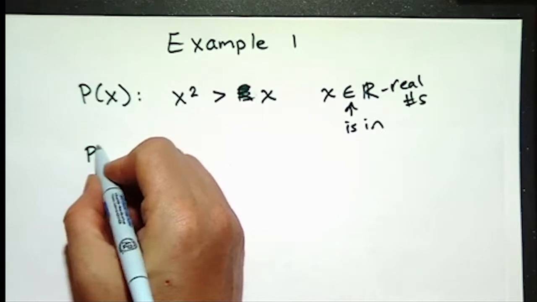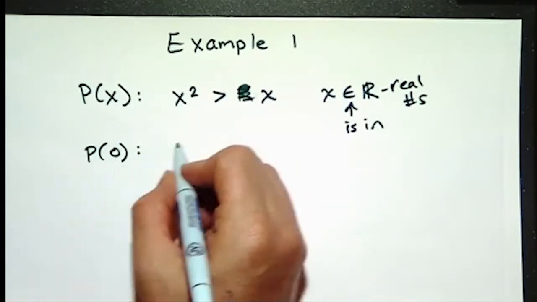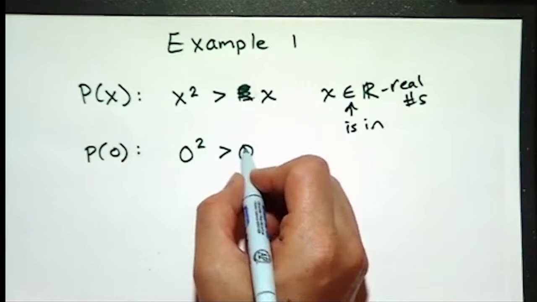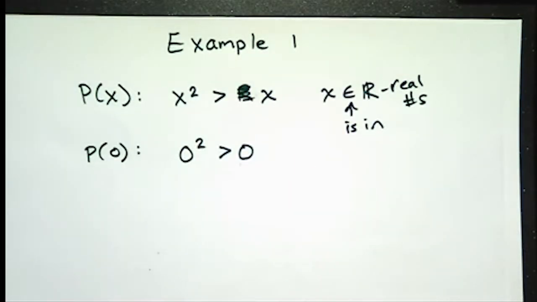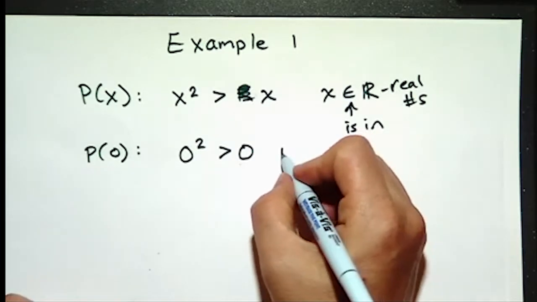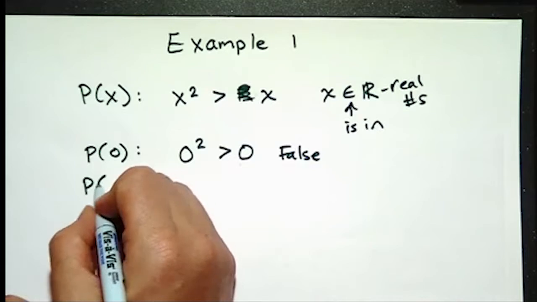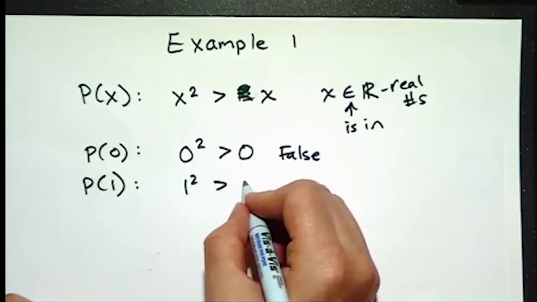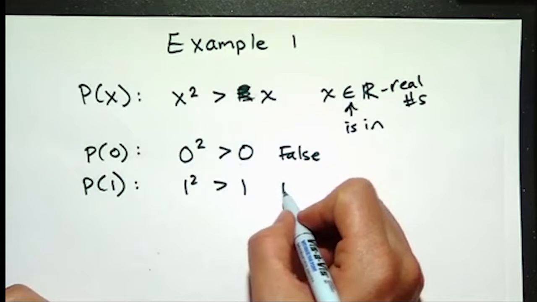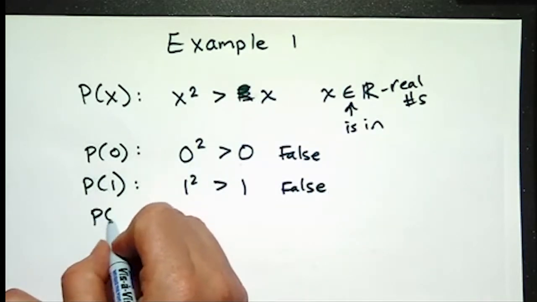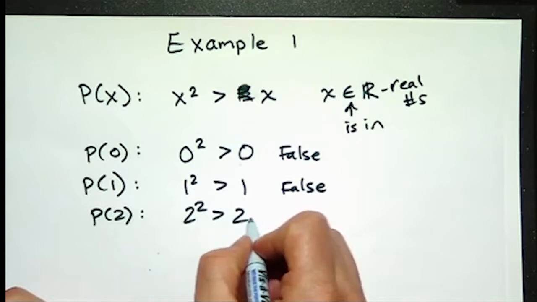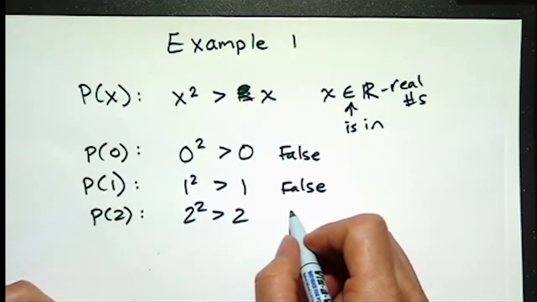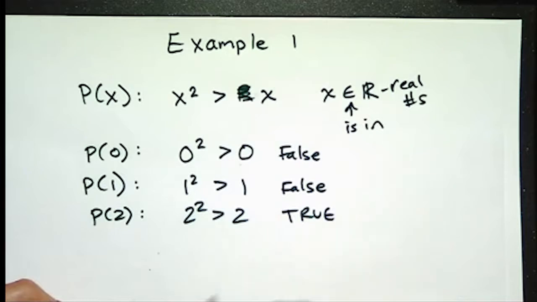P of 0 says I take that 0 and put it in for x. Then I have a statement that I can evaluate as true or false, right? So is that true or false? Great, that's false. P of 1 is 1 squared greater than 1. Is that true or false? False. Two squared greater than 2? True. So we've found out that this is sometimes false and sometimes true, right?